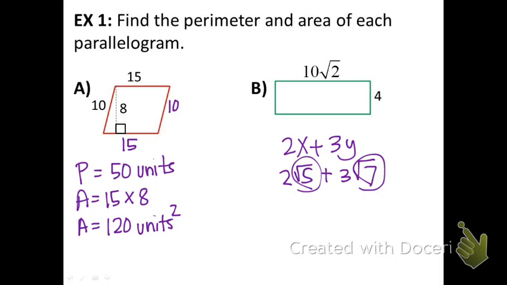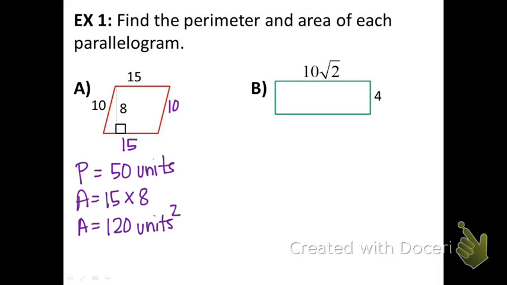So understanding that, we will go on with this example. So we're going to start with finding the perimeter by adding all the sides. Now we know the opposite sides are congruent, so that's a 4. This bottom is a 10 root 2. So we have 2 4s to give us 8, and 2 10 root 2s. We add those two values together and we get 20 root 2 units.